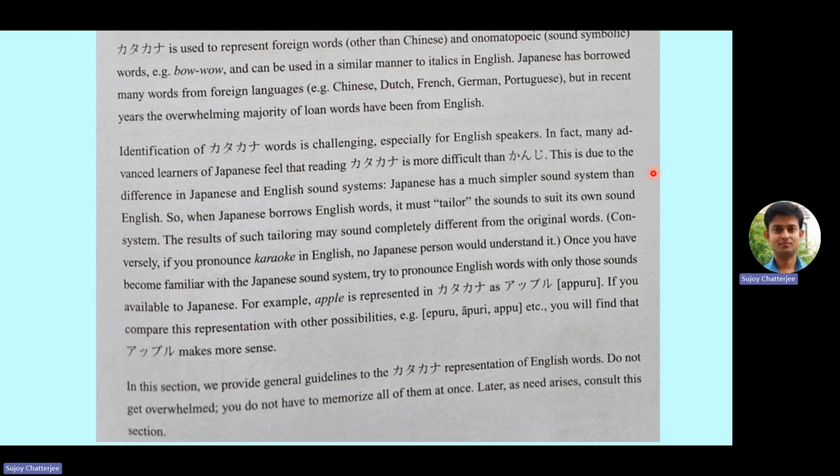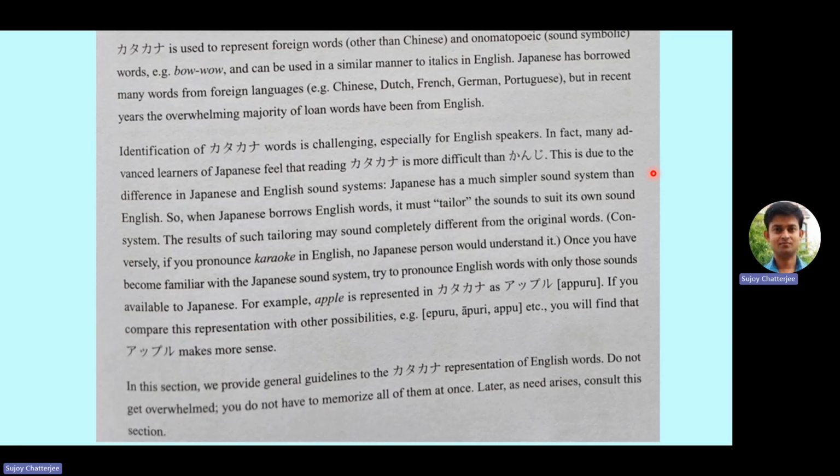Katakana is used to represent foreign words other than Chinese, and onomatopoeic, that is sound symbolic words like woof woof or some chirping sounds of the birds, for example. So those are called onomatopoeic words, and onomatopoeia is the noun for that, like woof woof, for example, how a dog barks, or pitter patter, the sound of the rainfall. So all those kind of words in Japanese will be written in katakana and can be used in a similar manner to italics in English. So the words which we italicize in English will be written in katakana in Japanese.